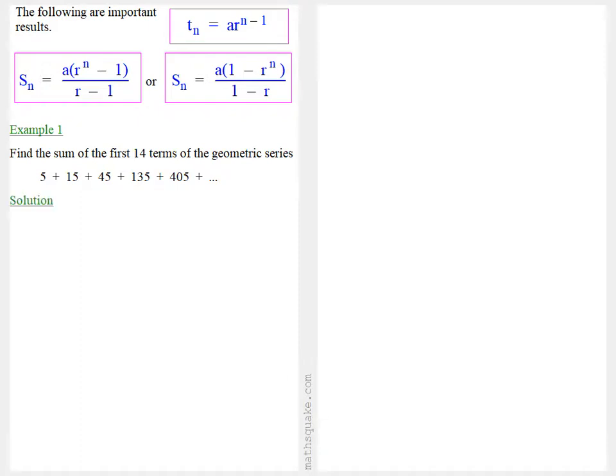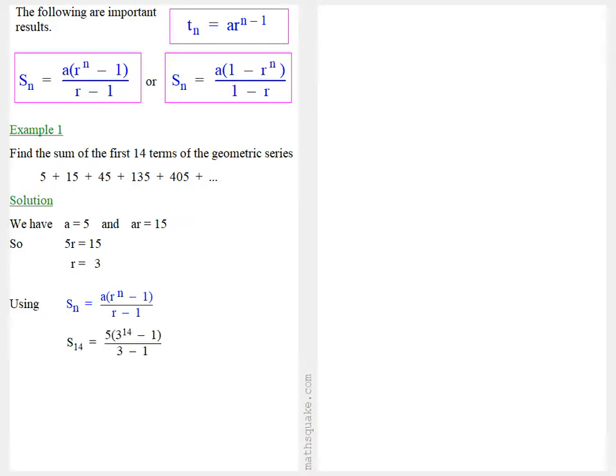Well, to solve this, we've got a is equal to 5 and ar is equal to 15. So 5r is equal to 15, which means r is equal to 3. Now, using Sn is equal to a into (r^n − 1) over (r − 1), we have S14 is equal to 5 times (3¹⁴ − 1) over (3 − 1), and we can work that out on a calculator as 11,957,420. And that is our answer for the sum of the first 14 terms.